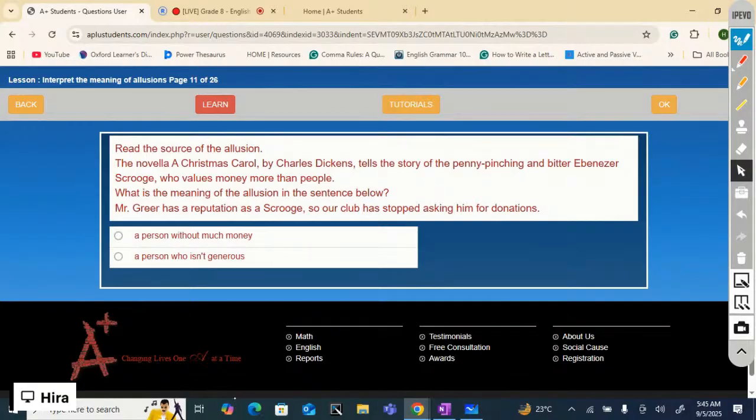So, yes, this is the story of the penny-pinching and bitter Scrooge who values money more than people, so Mr. Greer has a reputation as a Scrooge. So it means a person who isn't generous.